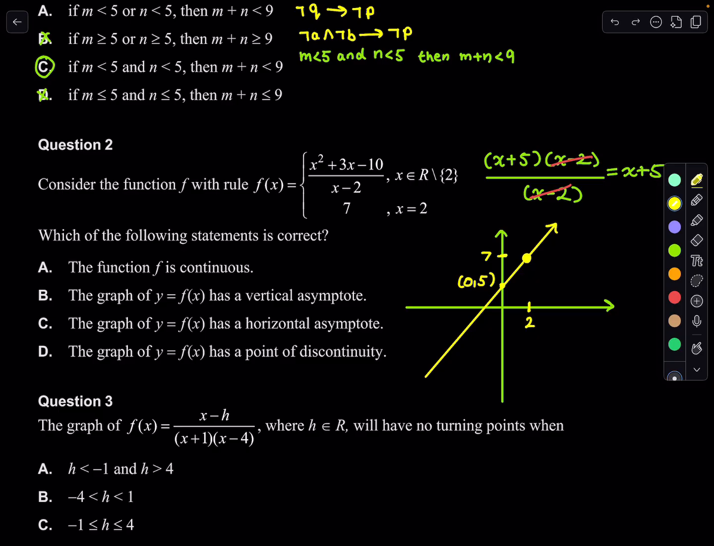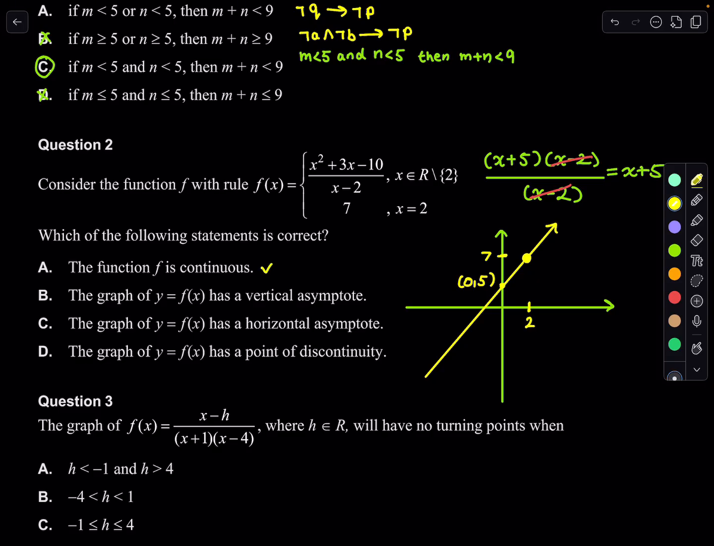So let's look at the question here. Which of the following statements is correct? The function f is continuous. Yes, it is continuous. Can you see that there's no discontinuity or any holes? If there were any holes, it would not be continuous. As you can see, it's continuous at every part. There's no holes, there's no gaps, there's nothing. So you can put a tick on that.